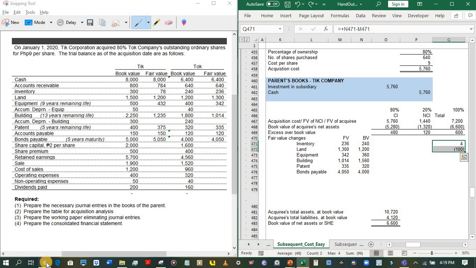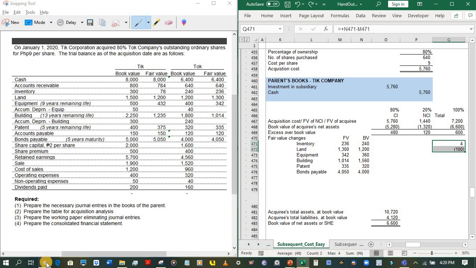So in order to increase land by 100 pesos, the land should be debited when we prepare a journal entry. Then the credit is for 100 pesos. The credit is goodwill: in order for us to increase the land by debiting 100, crediting goodwill means we must reduce the 600 pesos by 100 pesos.